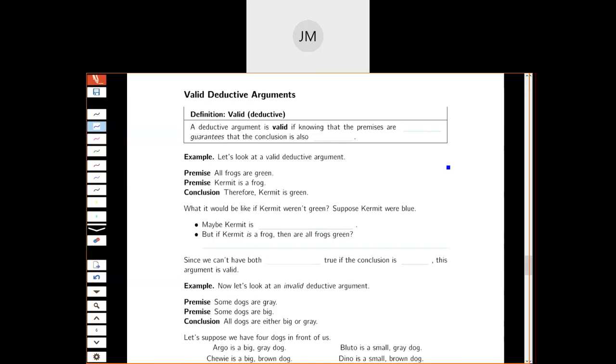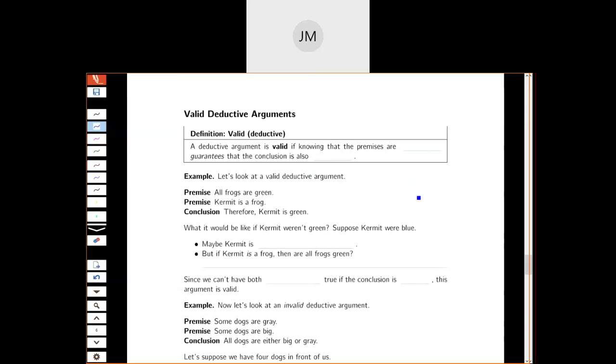Valid deductive arguments. So when we talk about an argument, not all arguments are the same, right? So we want to break them down. You can make some arguments that are just nonsense, and we want to be able to distinguish between arguments that we should believe and arguments that maybe we shouldn't believe. That's kind of what we're doing here. We're trying to categorize arguments. So a deductive argument is valid if, knowing that the premises are true, guarantees that the conclusion is also true.